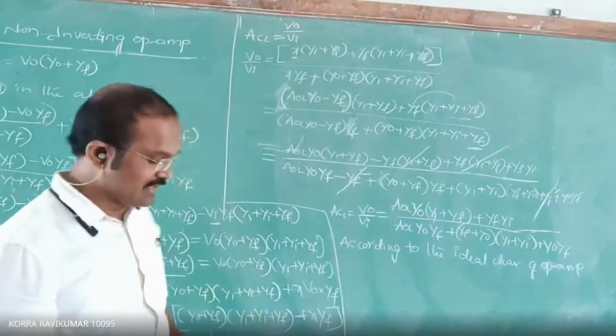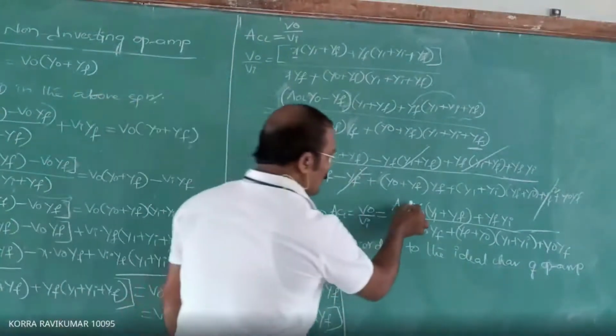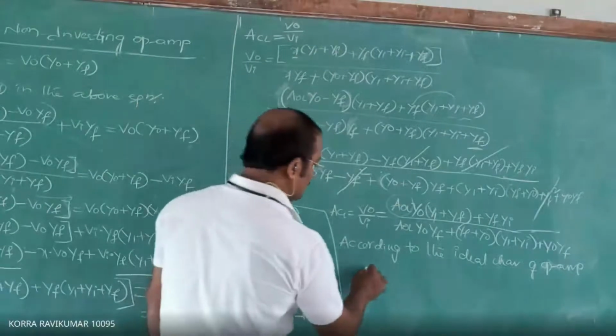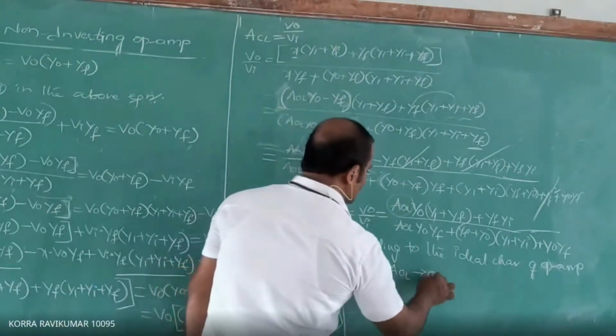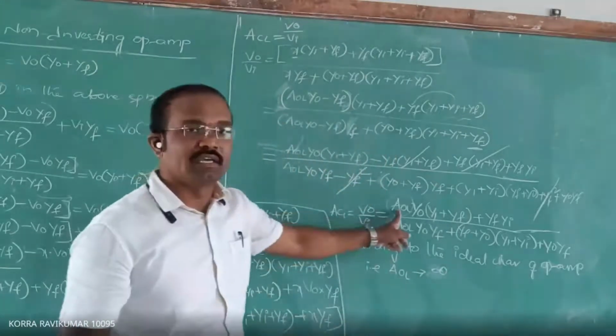Yes, its value is infinite. So its open loop gain value, AOL, is infinite. That is, AOL tends to infinite. The value of AOL is infinite.